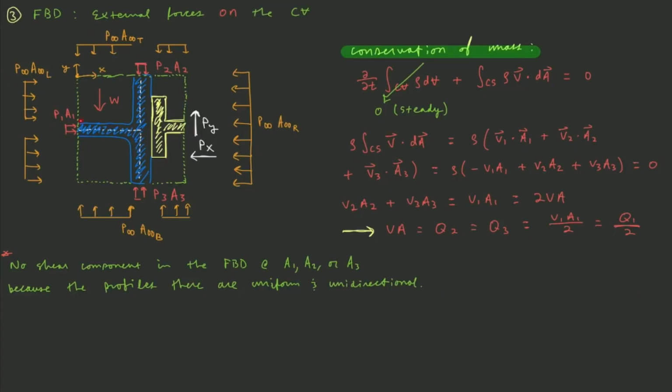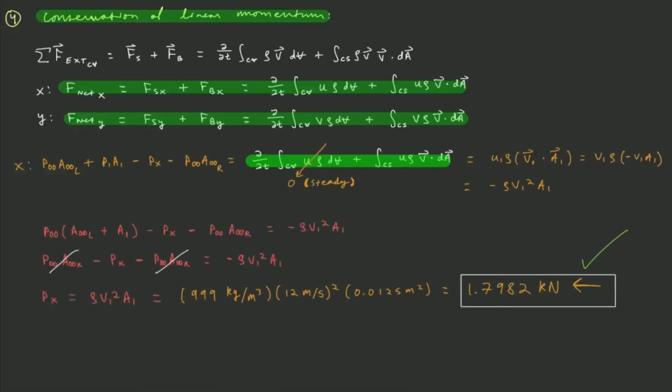Also, A1 plus A infinity L is equal to A infinity R. So with those two things in mind, you can see how we go from P infinity A infinity L plus P1A1 to P infinity times the quantity A infinity L plus A1. And we know that A infinity L plus A1 is equal to A infinity R. So P infinity times that quantity is equal to P infinity times A infinity R. That cancels with the actual original P infinity A infinity R. And we're just left with negative Px, right? So negative Px is equal to negative rho v1 squared A1. The negative signs cancel, and you get Px is equal to rho times v1 squared A1.